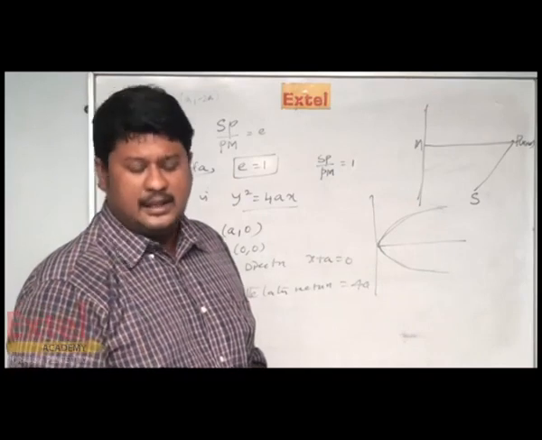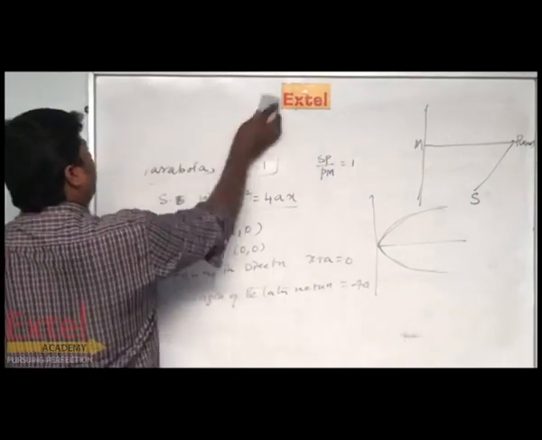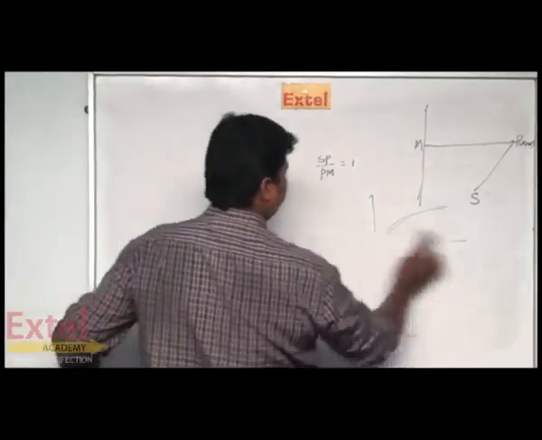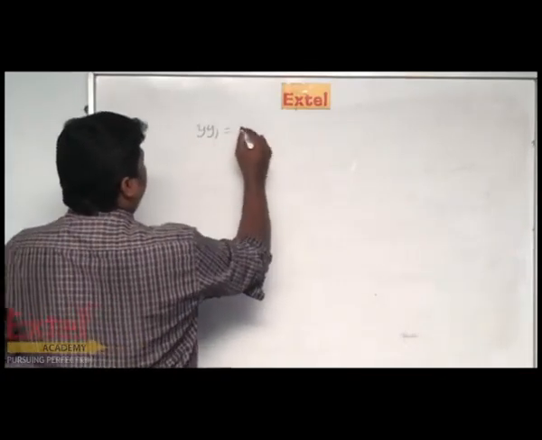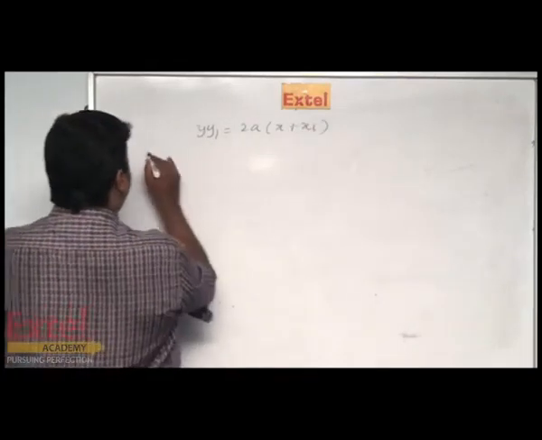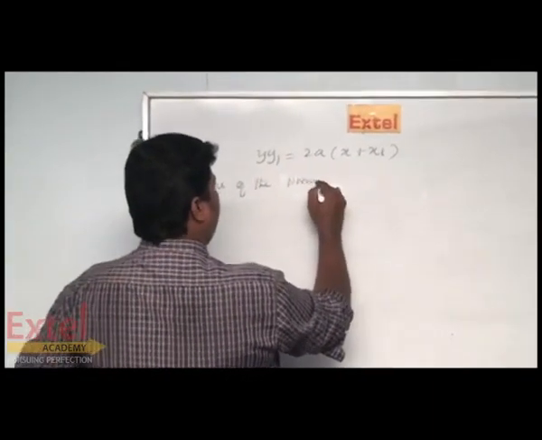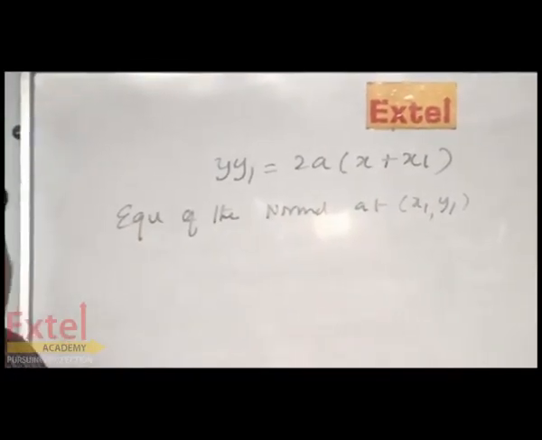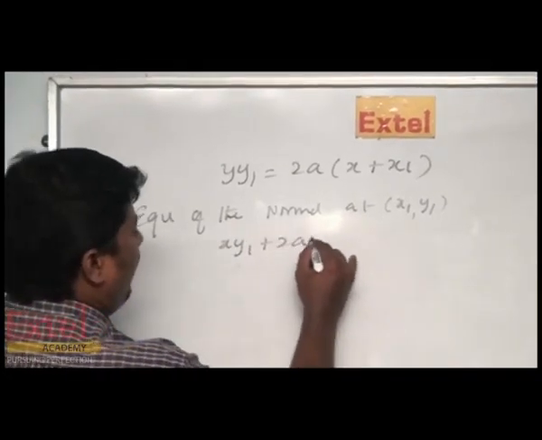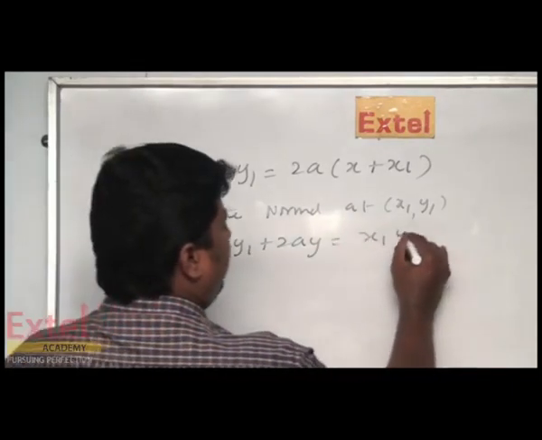Let us take down some of the important equations. First, the equation of the tangent at (x1, y1) to the parabola is y y1 equals 2a into (x plus x1). Next, the equation of the normal at (x1, y1) is x y1 plus 2a y equals x1 y1 plus 2a y1.